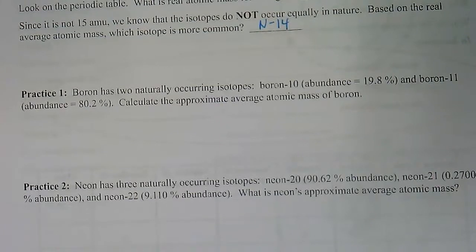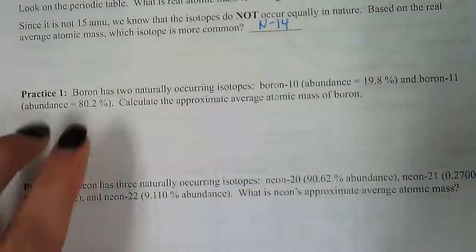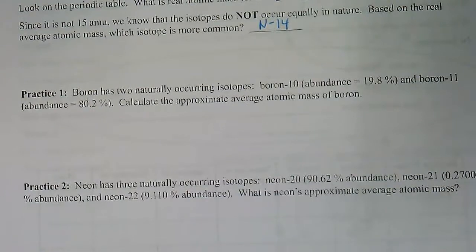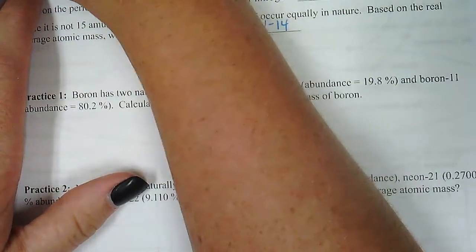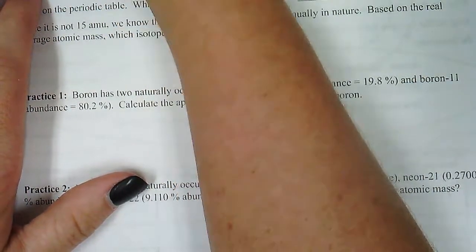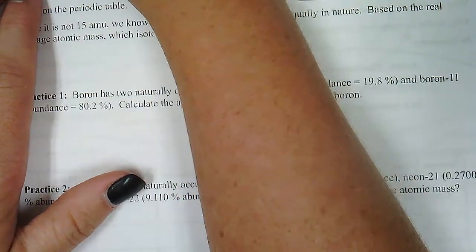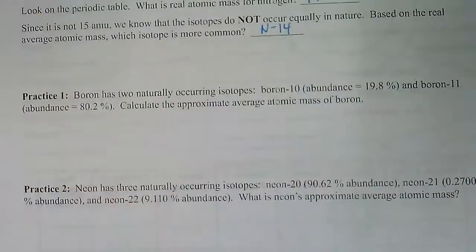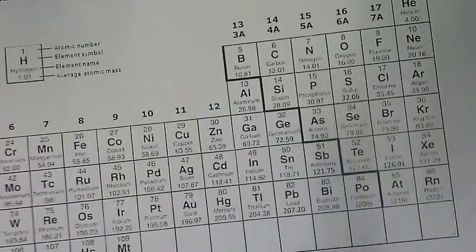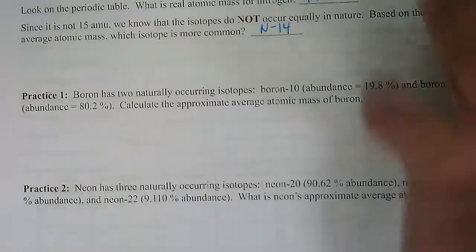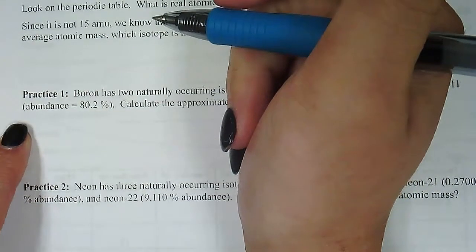I also want you guys to keep in mind that we will be rounding. We will round to 2 decimal places. I'll write that up here: round 2 decimal. The reason I say that is you can notice on your periodic table, all of these are rounded to 2 decimal places.